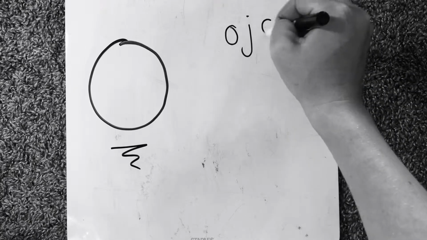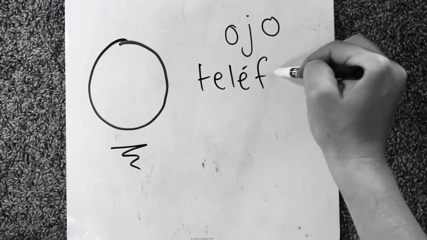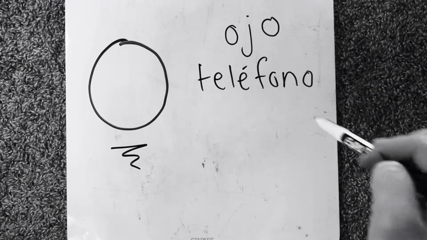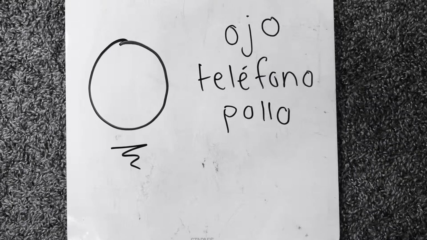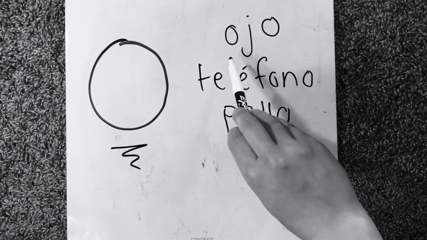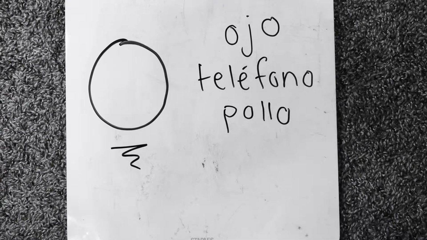Ojo, which means eye. Teléfono, which means telephone. And pollo, which means chicken. Notice that all of these words have multiple O's in them. Each time the letter O is pronounced exactly the same. Listen again. Ojo, teléfono, pollo.